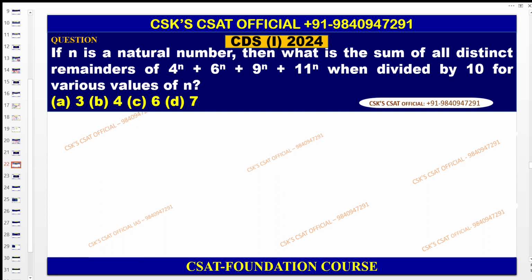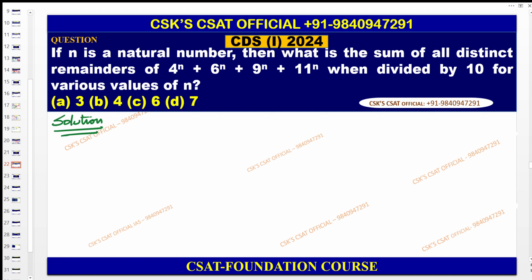This question was recently asked in your CDS 2024. It is a very important question under the concept called remainders. Here in CDS itself, they are asking this kind of question. Surely you can expect the same kind of question, not the same question, in your civil service examination. We have discussed a lot of questions in your foundation classes under the concept of remainders. Here we are discussing the CDS questions also.